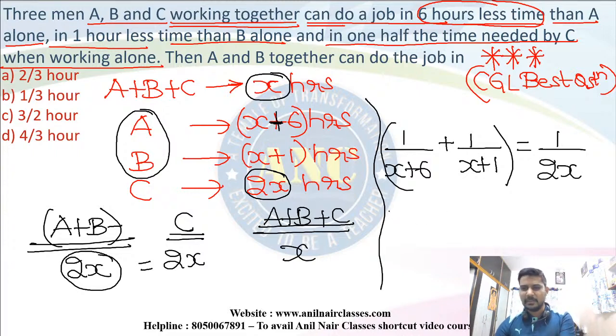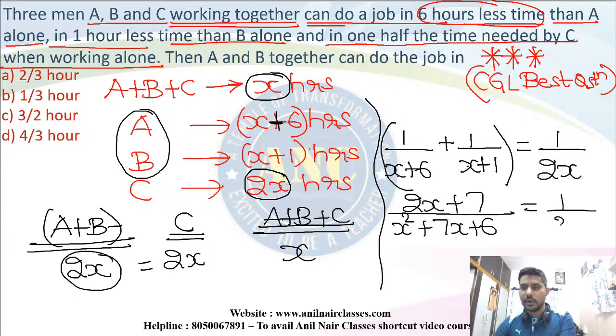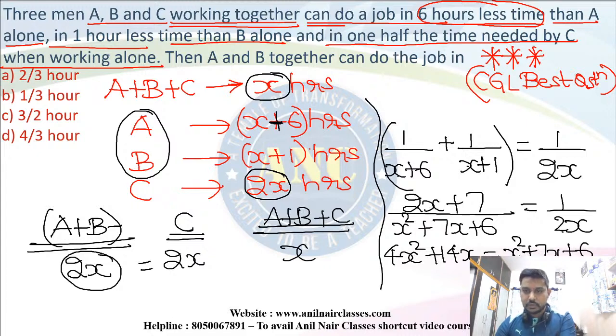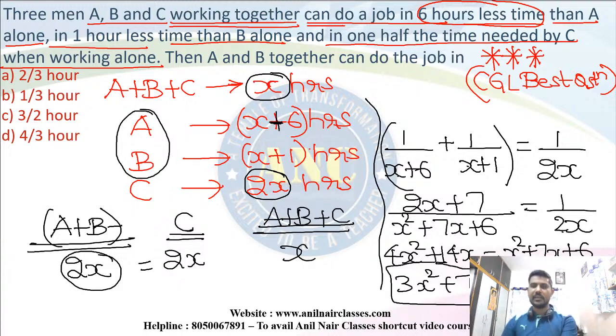Now, you can simplify by taking the quadratic equation. X plus 6 into X plus 1 is X square plus 6X plus 1X, 7X plus 6. Left hand side, here it is X plus 1 plus X plus 6, it is 2X plus 7. Right hand side is 1 divided by 2X. Further simplify, 2X plus 7 into 2X is 4X square plus 14X, and X square plus 7X plus 6 into 1 is X square plus 7X plus 6 itself. So 4X square minus X square is 3X square, 14X minus 7X is plus 7X, minus 6 is equal to 0. This equation is 3X square plus 7X minus 6 equals 0.